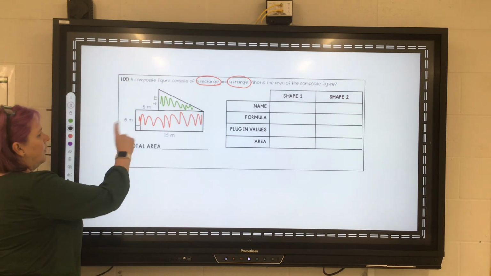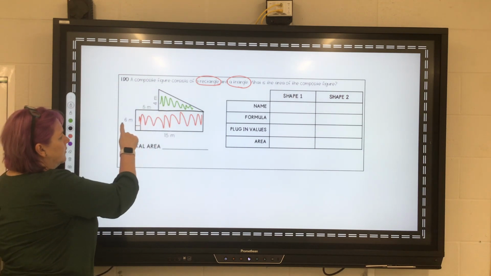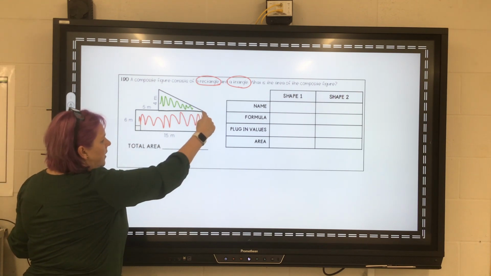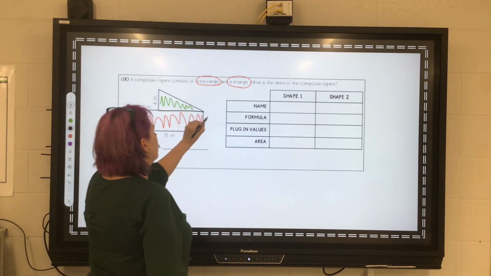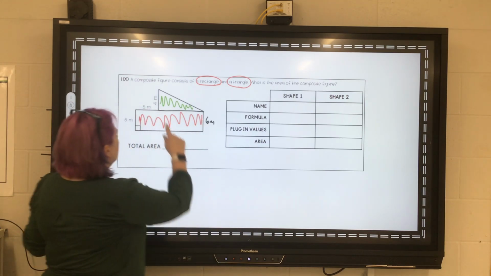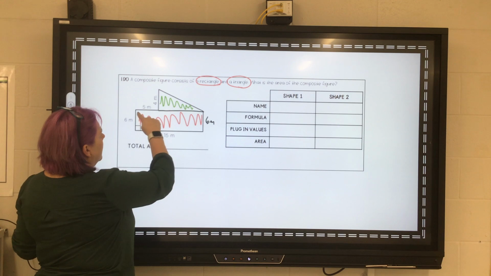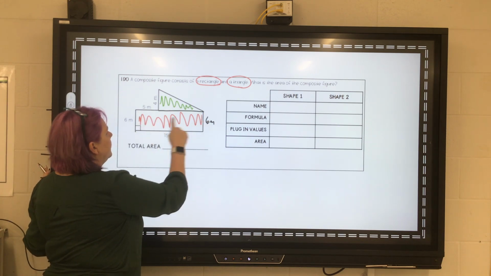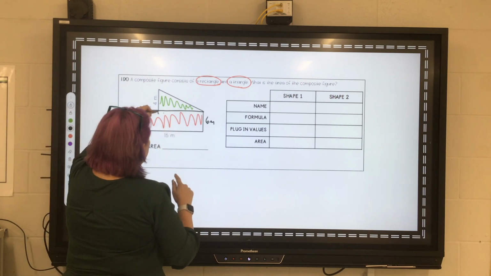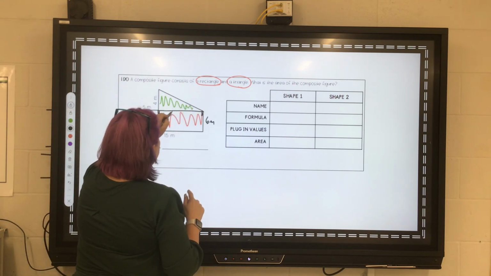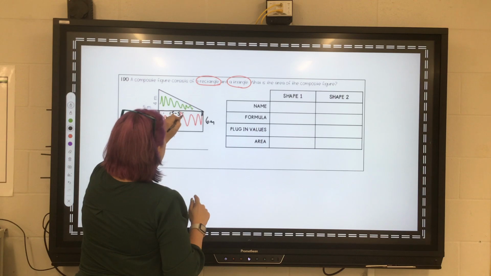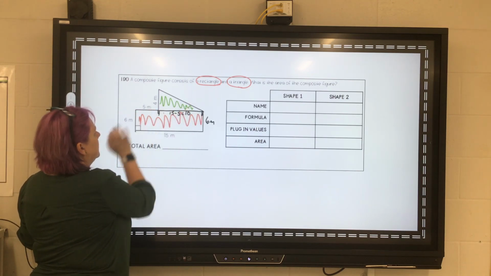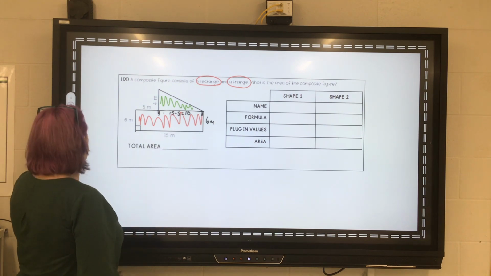So I'm going to go through and add some labels. So this is 6 meters. This is 15. So that makes this side also 6 meters. This is 4. This is 5, and this whole thing all the way across is 15. So this section in here is 15 minus 5, which makes it 10. So this area is 10, this is 5, the whole thing is 15.